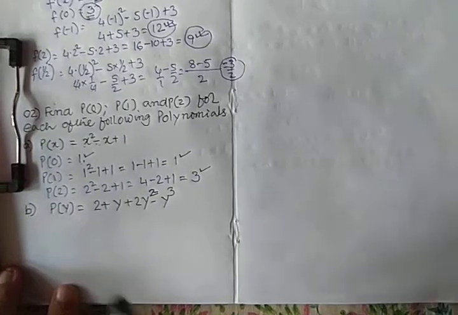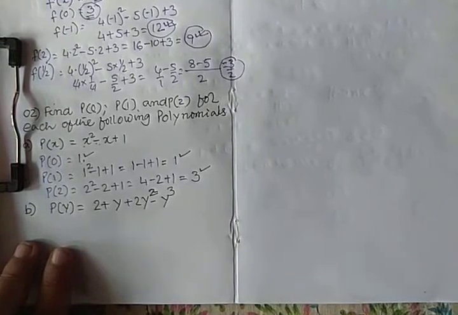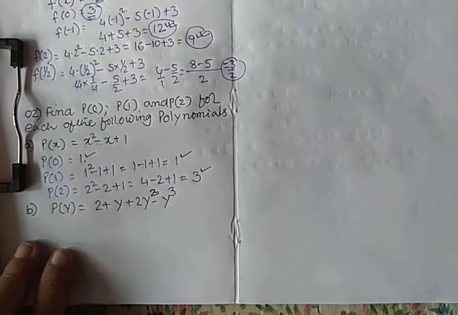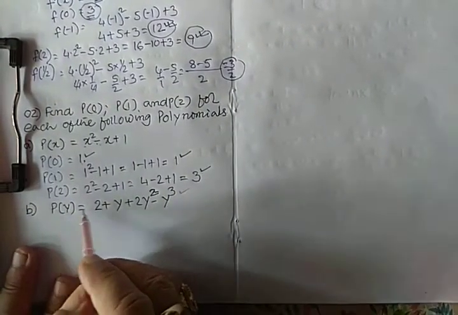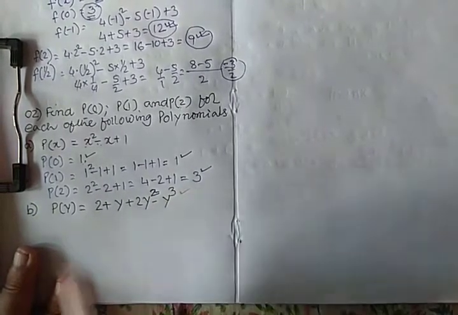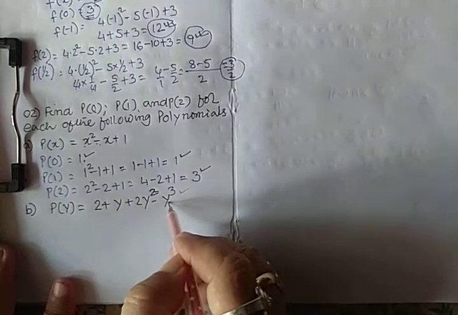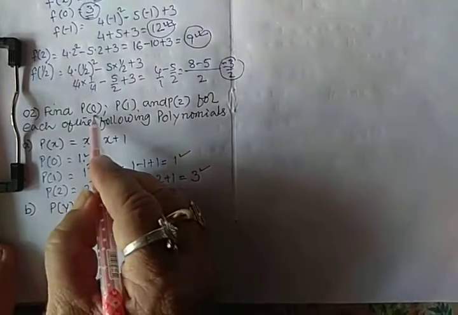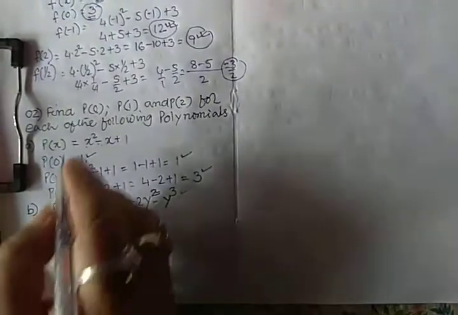So now let us see this second one. P(y) is equal to 2 plus y plus 2y square minus y cube is given. So now let us find the value of this polynomial at 0, 1 and 2. So that means you have to replace the value of y by 0 first.